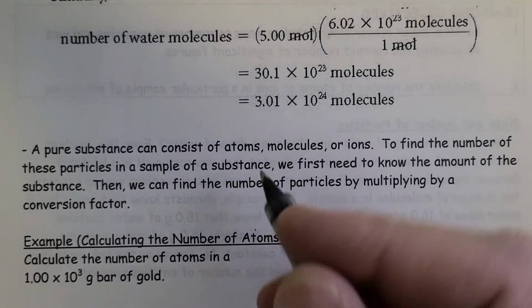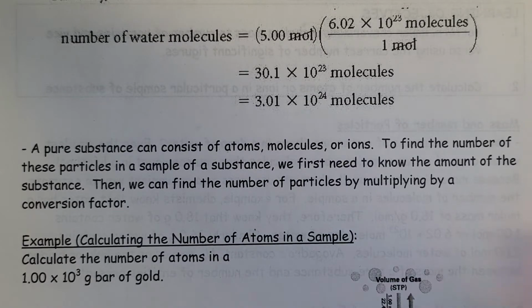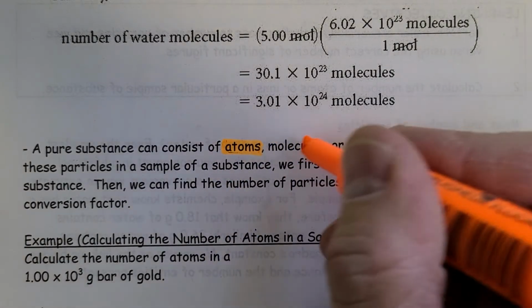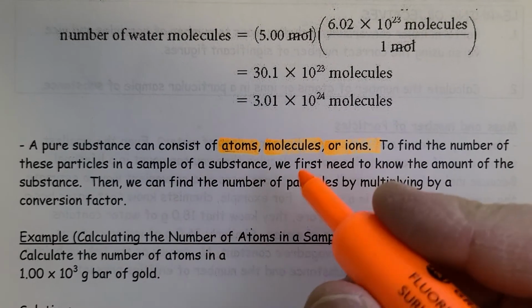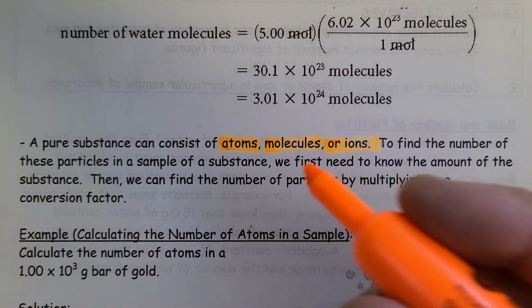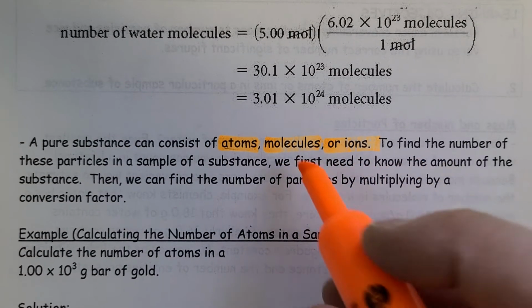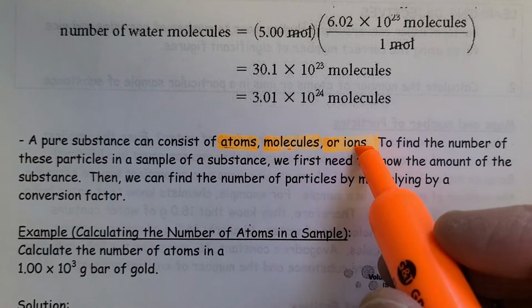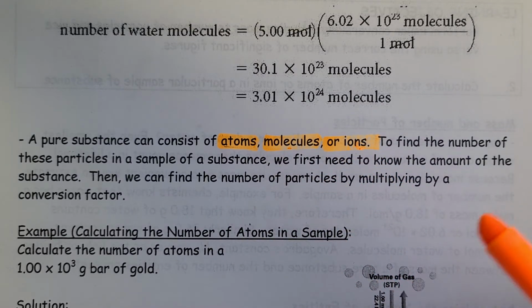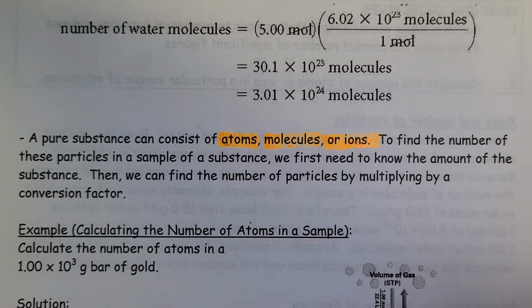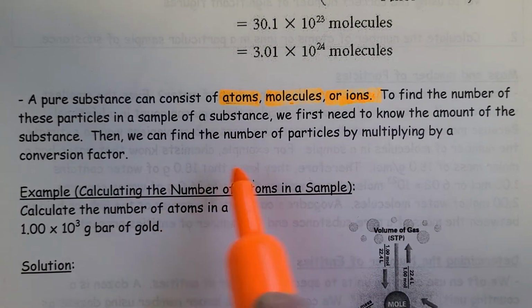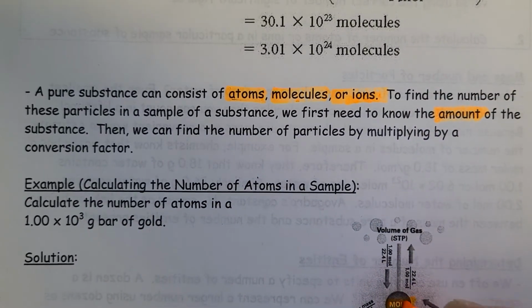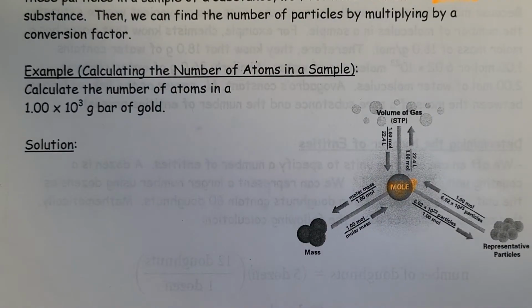A pure substance can consist of atoms, molecules, or ions, as we mentioned. So you need to be able to distinguish between them. If we're dealing with a single element, we're talking about atoms. If we're dealing with groups of nonmetals that are bonded together, such as carbon dioxide, water, oxygen gas, we're talking about molecules. And if we're talking about ionic compounds, we could be talking about formula units, which break down into ions. To find the number of these particles in a sample of a substance, we first need to know the amount of substance, then we can find the number of particles. And by amount, I really mean moles, finding the number of moles.